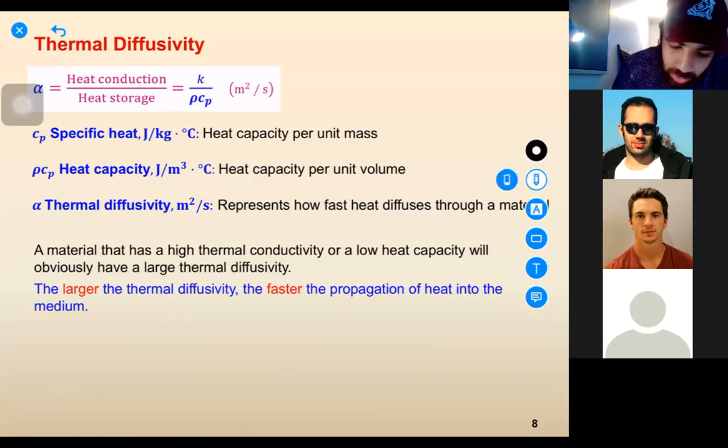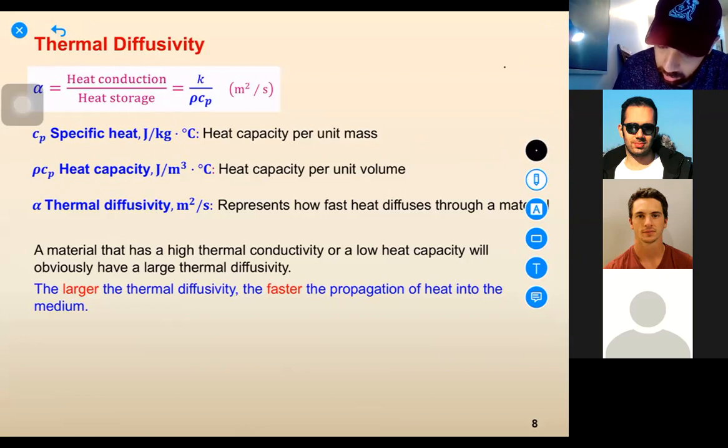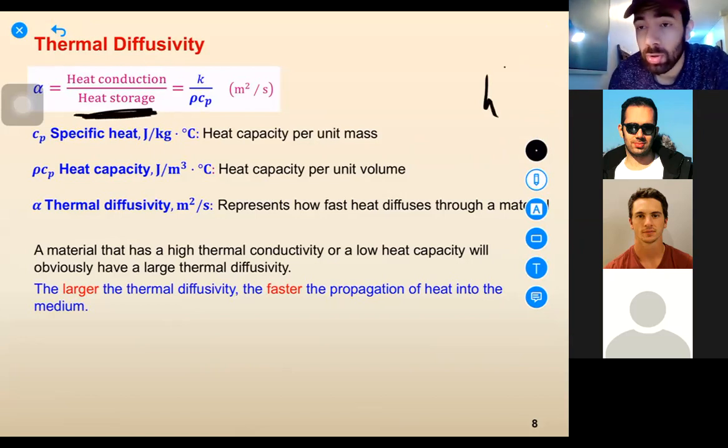If you see the heat storage, it isn't working, I don't know why. The heat storage, which is in the denominator, plays its role in stopping the heat from conducting or transferring.